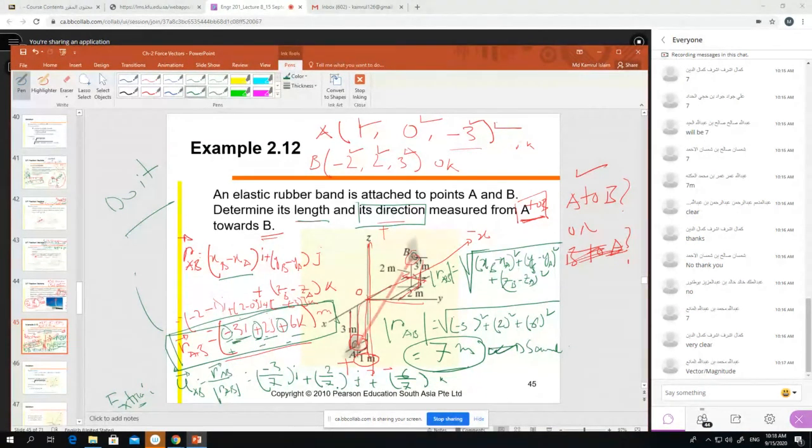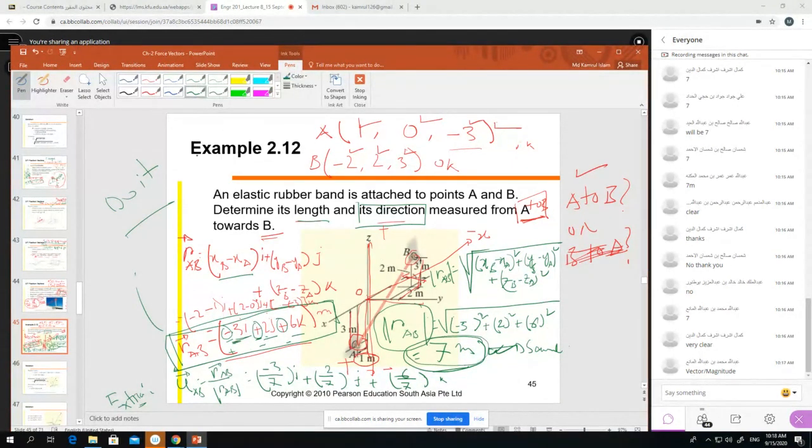Doctor, if we have a negative value in magnitude, do we change it to positive value? Magnitude means this one? Yes. Magnitude can never be negative. It is because I put the absolute value and it is a square, right? So it can never be negative value. It always has to be positive because the length can never be negative.